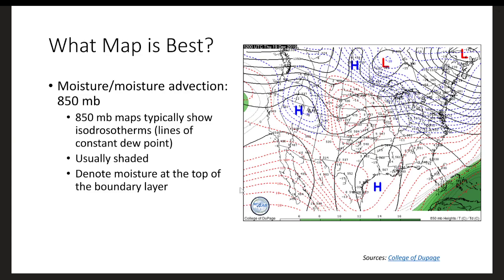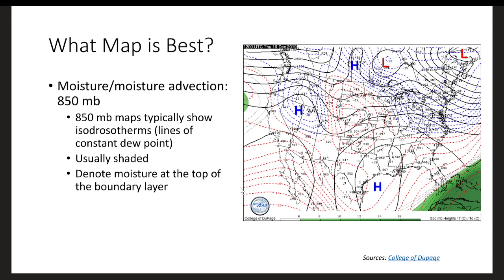Moisture and moisture advection, 850. Sometimes 700 even. If you can get a good moisture profile at 700 millibars, that is really prime time for a severe weather setup. But you don't necessarily need that. If you have enough moisture at 850, you can really get some rising motion. So look at the 850 millibar maps, look at the dew points.